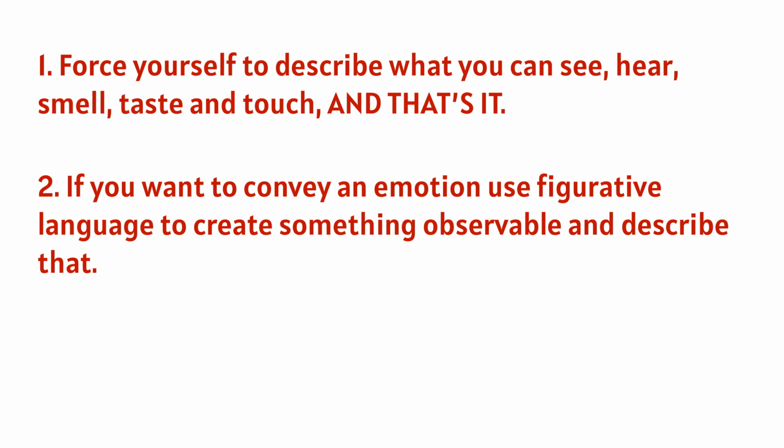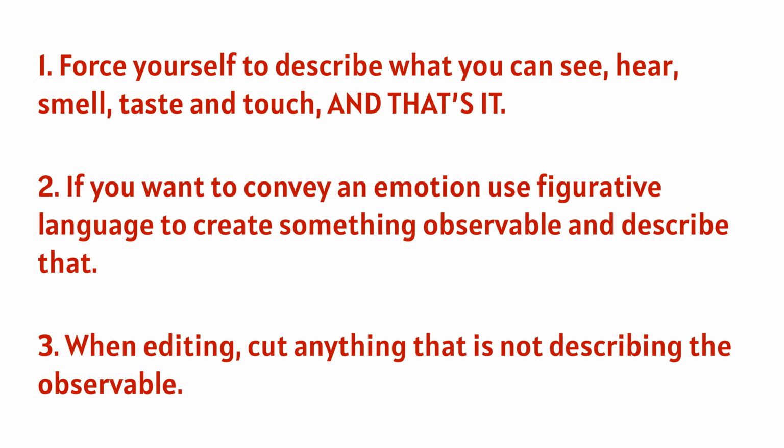Number two, if you want to convey an emotion and you can't do it by straight describing the observable, use figurative language to create something observable and then describe that. Again, analogies, similes, metaphors. Number three, when you are rereading a draft of your writing, be on the lookout for anything that is not describing what is observable, even if it's in the character's head. I'm not saying you're never, ever, ever allowed to have any of this red and blue on the page, but it should be a very, very tiny portion of your writing. And if you want to get better at this, practice putting no thoughts and feelings on the page and sticking to describing what is observable.